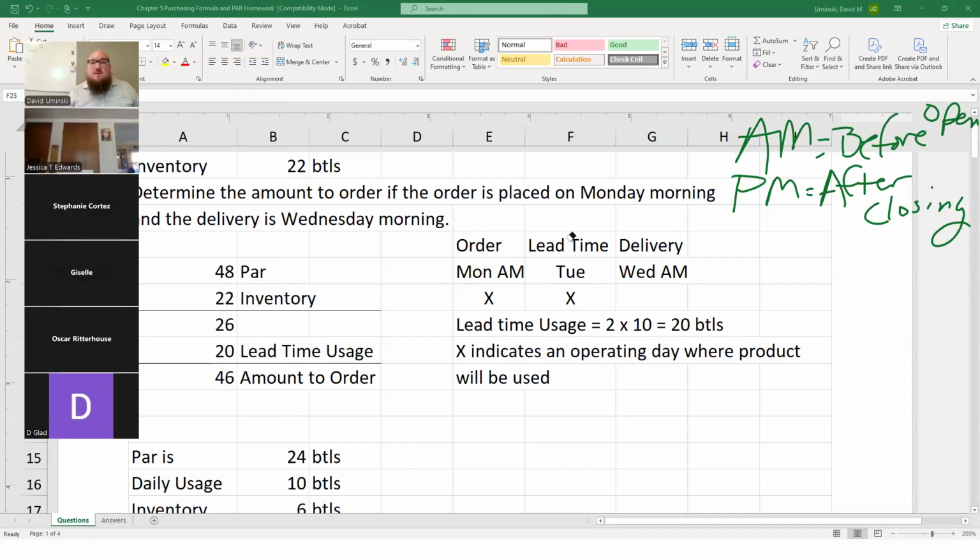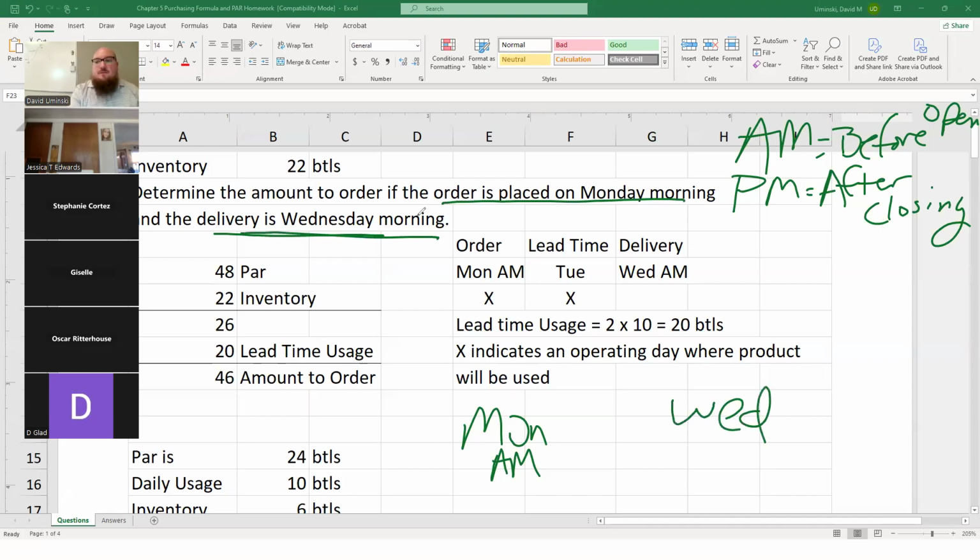So, for example, we want to determine the amount to order if the order is placed on Monday morning and the delivery is Wednesday morning. It's already written out here for you, but I would recommend writing it on the side just so you see. I always do Monday AM, and then my order is placed on Monday morning. My delivery is Wednesday morning, so I do Wednesday morning. What's in between Monday and Wednesday? Tuesday. So I fill in any days that are in the middle.